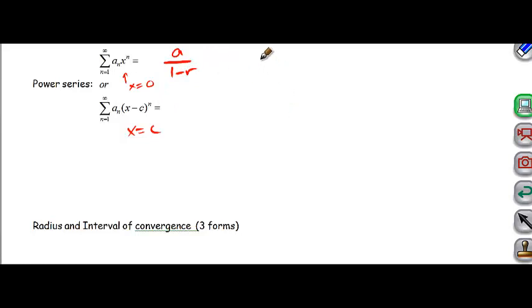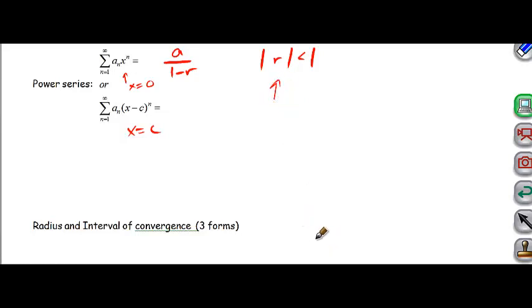But this is going to converge if the absolute value of r is less than 1. It can't equal 1. As long as it's less than 1, we're good. If it ends up being equal to 1, then we're just adding 1 a whole bunch of times. So that's the main thing we've got to be careful about, making sure that our r is less than 1.